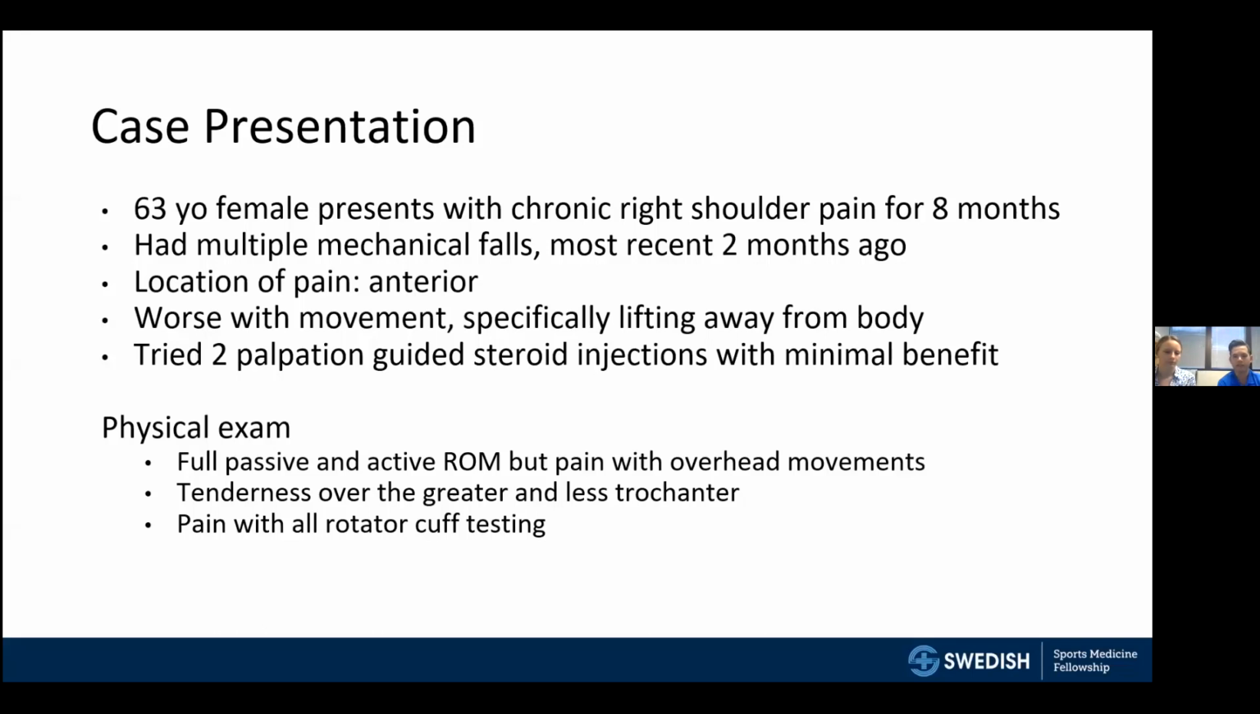On physical exam, she had full passive and active range of motion, but she had pain with any overhead movements. She had tenderness to palpation over the greater and lesser tuberosity, and also over the bicep tendon. She had pain with all rotator cuff testing, so that includes empty can test and Speed's test. She also had pain with Hawkins impingement and O'Brien's test, so it was difficult to assess the source of her pathology or the source of her pain.